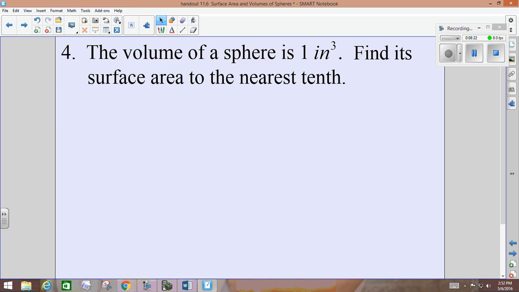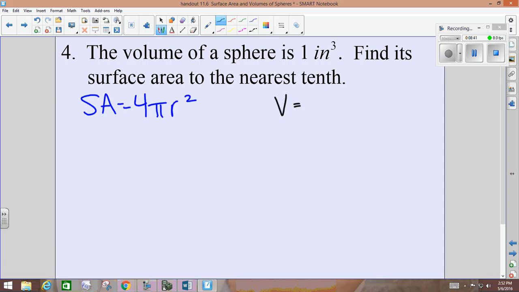They tell us that the volume is 1 cubic inch. We're trying to figure out the surface area. Megan, what do you need in order to find surface area? You need the radius. Do we know what the radius is? Okay, what do they give us? How do you find volume of a sphere? Good. So if the volume is 1, we could replace V and say 1 equals 4/3 pi r cubed. Do you agree?